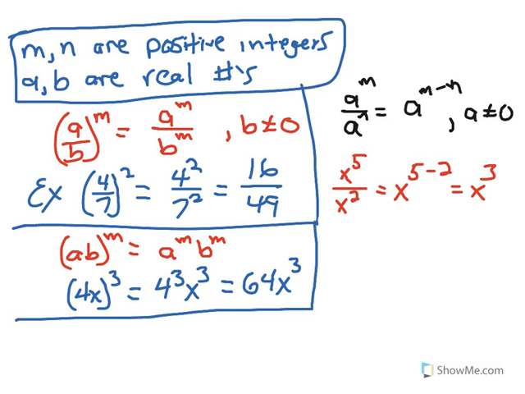Why should that make sense to you? Well, x to the 5th means you're multiplying 5 x's. x squared means you're multiplying 2 x's. x divided by x is 1, x divided by x is 1. You're left with x times x times x, which is x cubed.